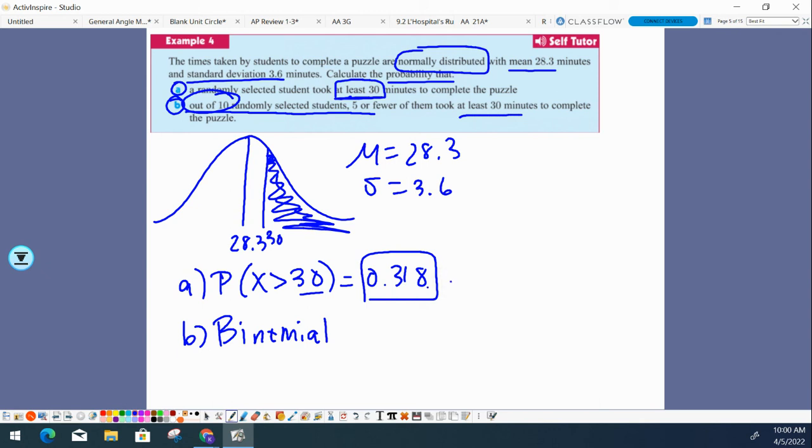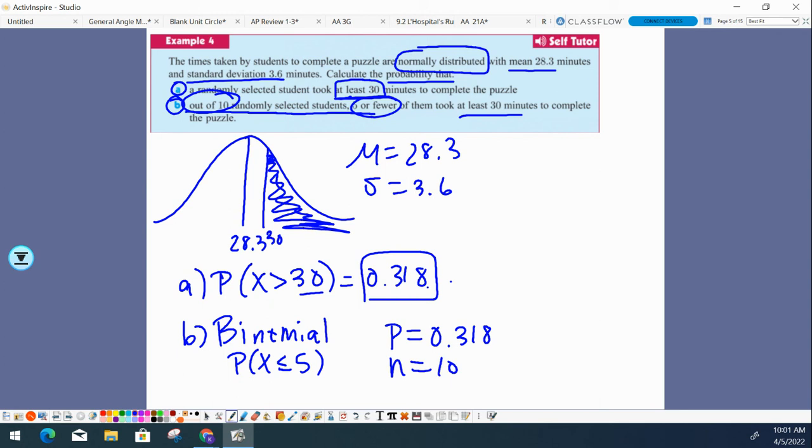So we're going to incorporate this into the binomial. All right, so we're going to look for the probability that X is less than or equal to 5 or fewer. And we're going to use our binomial distribution where our probability is 0.318. The number of trials is 10.